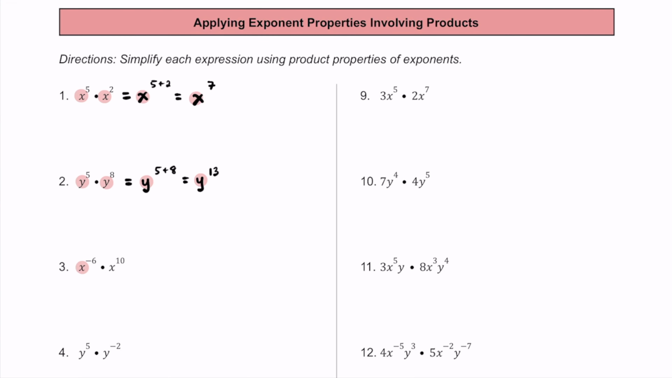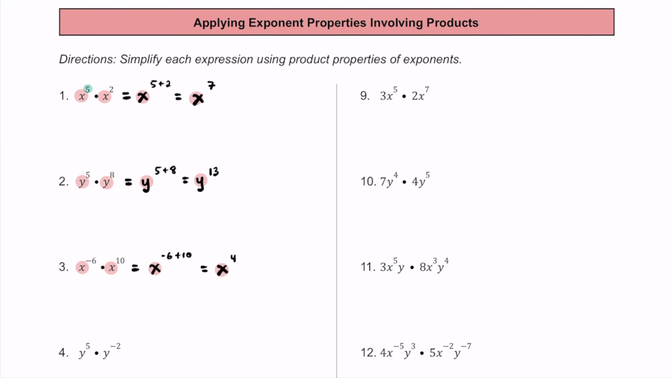They have the same base of x and x here, so we're going to follow the same rules even though we have a negative exponent. That's okay. So our base is x here, and we're going to take this negative 6 and add 10. Now what's negative 6 plus 10? That's going to be the same thing as 10 minus 6, so we can rewrite this as x to the 4th power. That's our simplified expression.